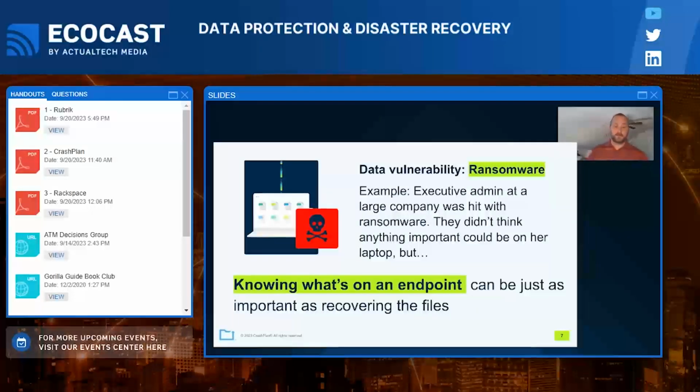So knowing what's on the endpoint can be just as important as recovering the files. Let that sink in for a second. Just knowledge of what's on your endpoint can be just as important as recovering the files. So let's keep the data off the endpoint. So your two options here are cloud collaboration tools and network shares.